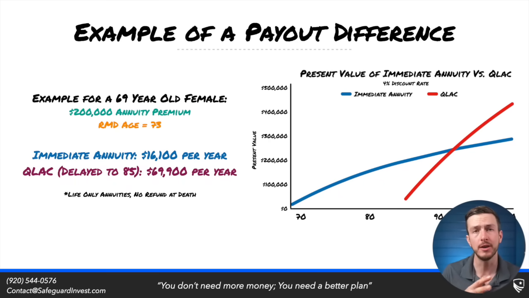If she were to purchase a QLAC, she would delay income payments until age 85. But at that point, the income payout would be much larger due to that deferral, and she would start by receiving almost $70,000 per year. So ultimately, what is more valuable for this retiree?